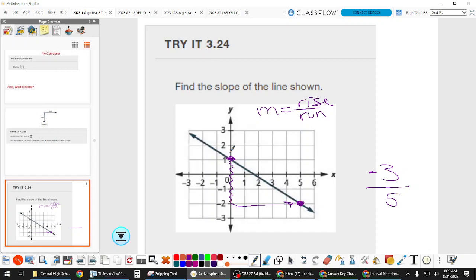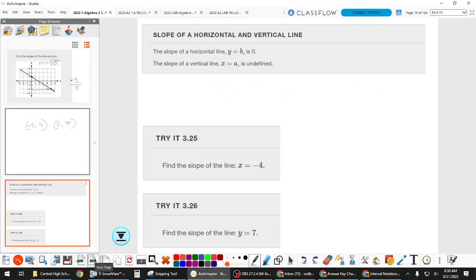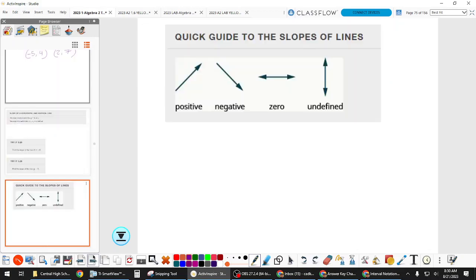How do you calculate that if you're just given points, though? Like, instead of showing you a graph, if I just said maybe this pair of points, how would you calculate slope? Because you can't count it now on a graph. Yep, except for it's minus. But yeah, you got it. Good job. Okay. We'll come back to that in a second.